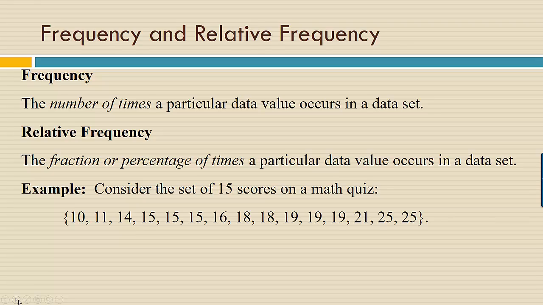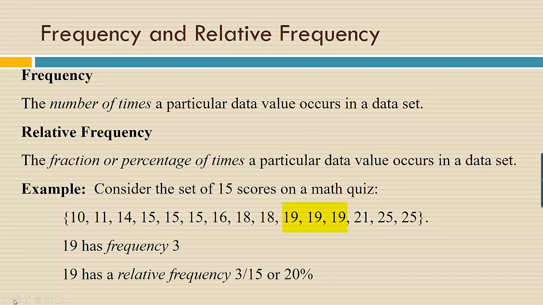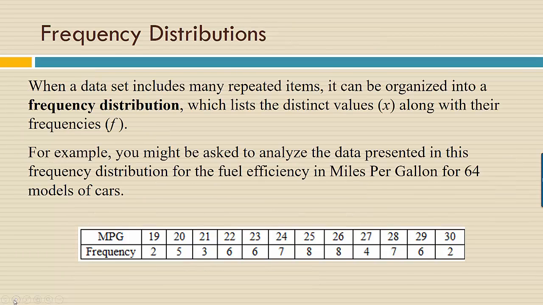For example, if we had a set of 15 scores on a math quiz and they're all listed out here, the score 19 has a frequency of 3 because it occurs 3 times in the data set. But its relative frequency is talking about the fraction of times that it occurs. Out of the 15 scores, 3 of them were 19s, so 19 has a relative frequency of 3/15. Relative frequencies can be recorded as fractions, decimals, or percentages, so you might also say it has a relative frequency of 20%.